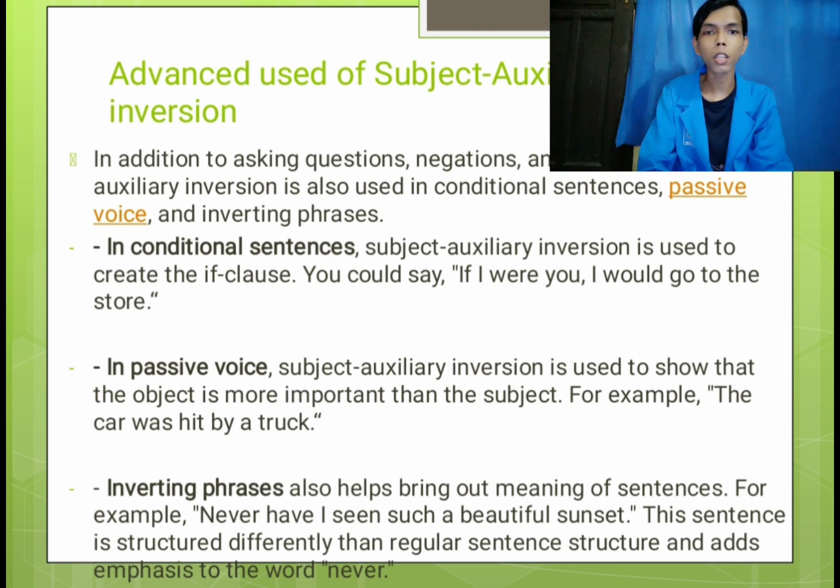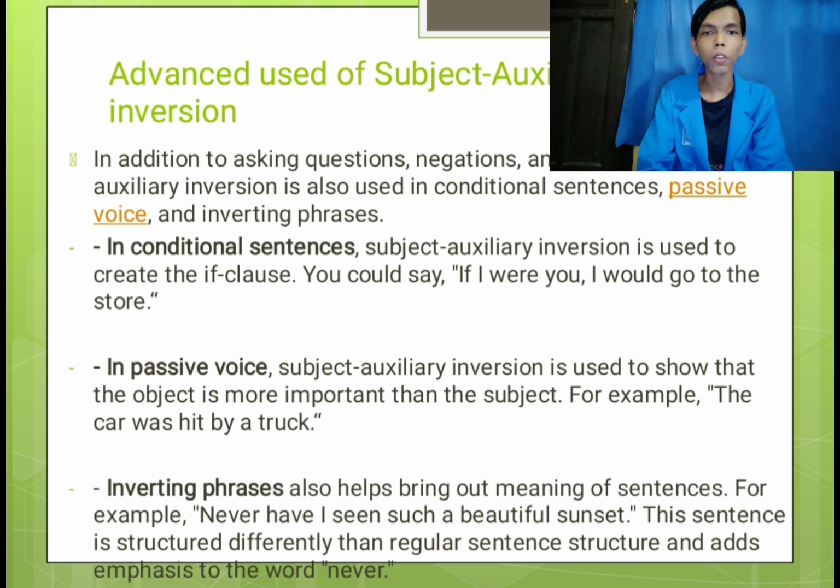The second is in passive voice. Subject auxiliary inversion is used to show that the object is more important than the subject. For example, the car was hit by a truck.